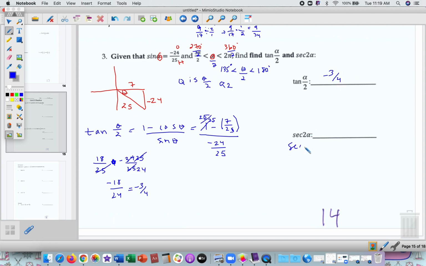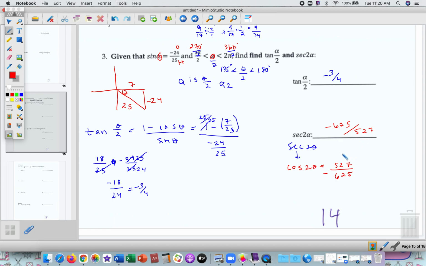So for secant of 2 theta, we need to work with its reciprocal, so we would need to work with cos of 2 theta. And for cos of 2 theta, if we simplified, it would be 527 all over 625, and we would flip it, so we'd have negative 625 over 527. So first find cos 2 theta, and then you're going to flip it.